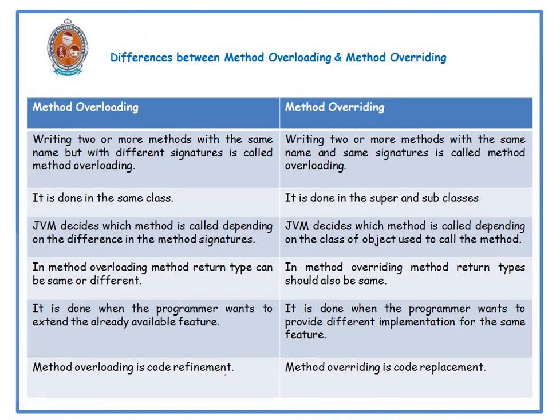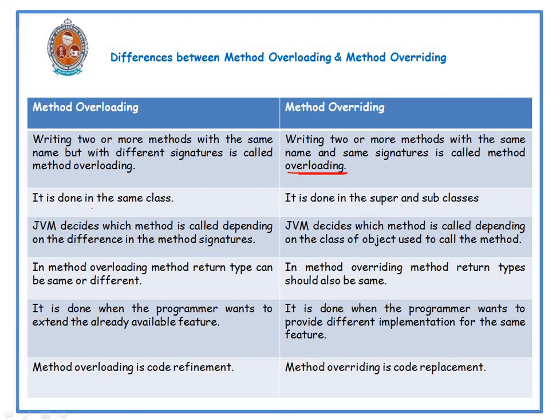Coming to the differences between method overloading and method overriding, the first one is the definition. Writing two or more methods with the same name but with different signatures is called method overloading. Writing two or more methods with the same name and the same signature is called method overriding. Here we have made a mistake, it is not overloading, it is method overriding. So writing two or more methods with the same name but different signatures is method overloading. Writing two or more methods with the same name and the same method signatures is method overriding.